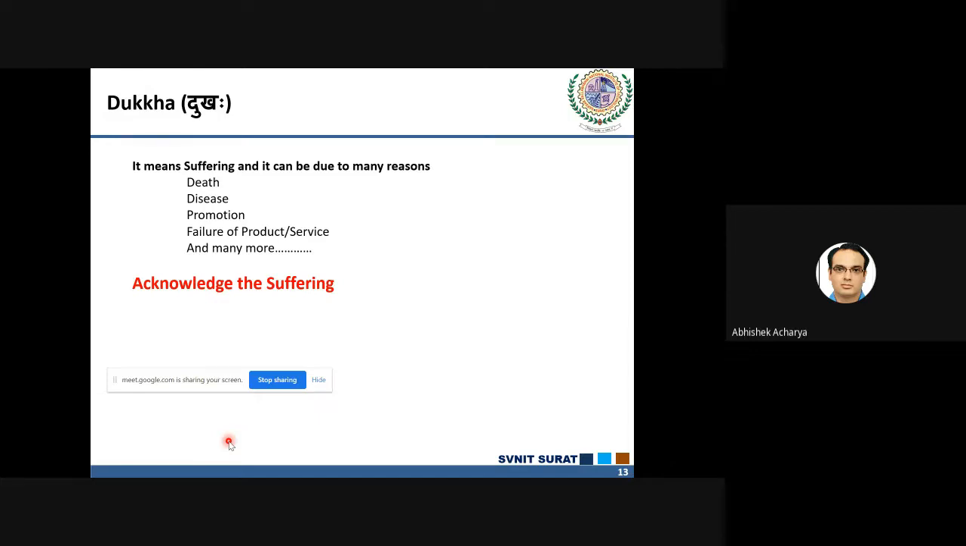Okay. So for example, suffering may be due to death, due to promotions, due to disease, due to the failure of a product or service, or it can be due to n number of reasons. But the most important aspect of the design thinking process is that you have to acknowledge the suffering. You have to acknowledge the dukkha over there.